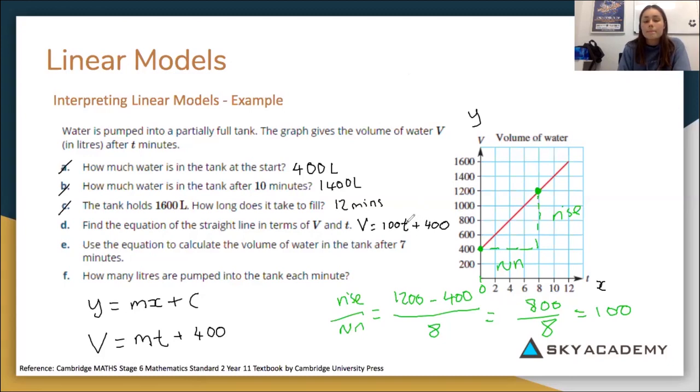Now it says for E, use the equation to calculate the volume of water in the tank after 7 minutes. So if we put 7 into T for time, so after 7 minutes of time, if we substitute 7 into T, it would be 100 times 7 plus 400, that's our equation. You should get 700 plus 400, which will leave you with 1,100.